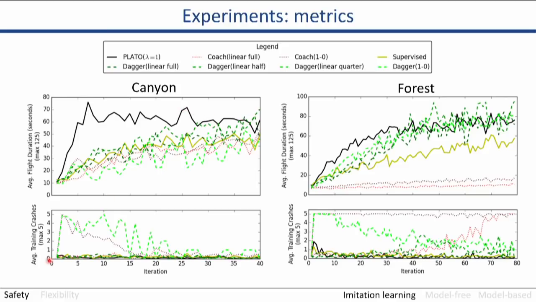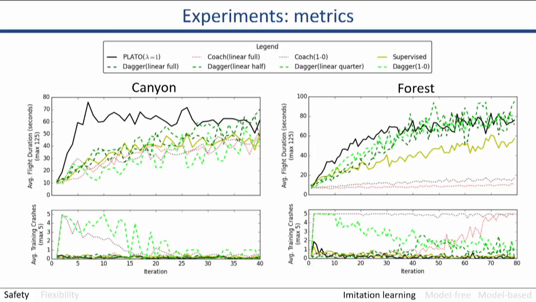Now, the other thing that we care about is how often does it crash? How often does it fail? So here's the training iteration and the number of crashes. And as you can see, I think Dagger and the variants are the dashed green lines. They crash during learning, and that's not okay. While Plato in black crashes much, much less.